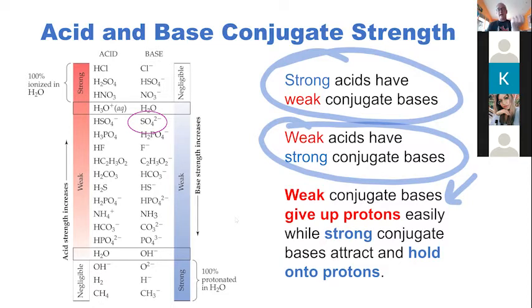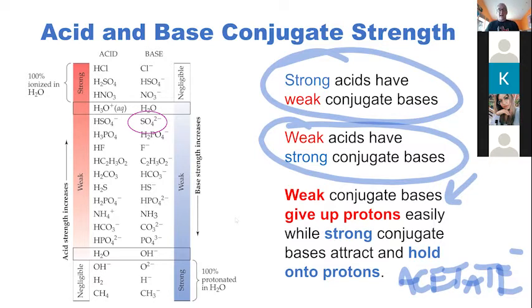So hydrochloric acid, its conjugate base is chloride ion. Hydrobromic acid, its conjugate base is bromide ion. Acetic acid, its conjugate base is acetate ion. Right, exactly, acetate ion. Because when it dissociates, we have an acetate ion and H+.